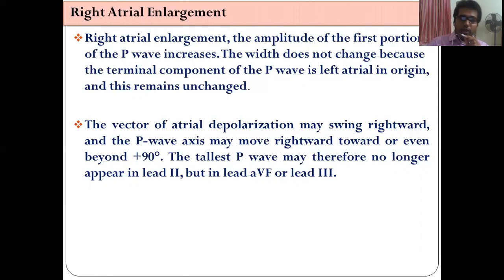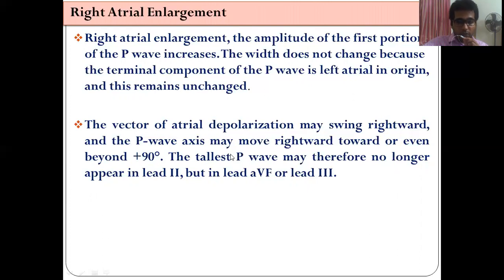Actually, in case of right atrial enlargement, the depolarization time of the right atrium will be prolonged, but it will be hidden by the normal left atrial depolarization. Now, the vector of the electrical atrial depolarization may swing rightward, or it will be dominated by the right atrium. The axis may shift rightward, even beyond plus 90 degrees.